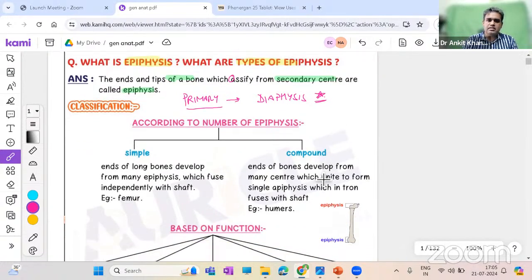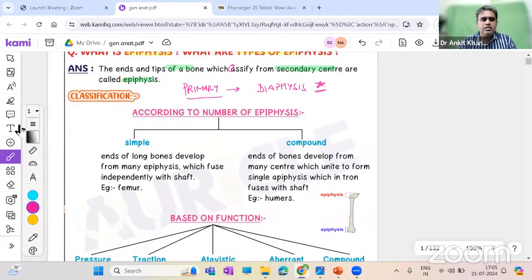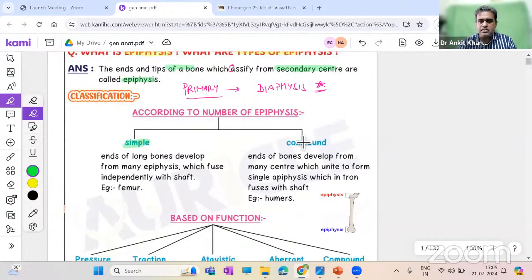According to the number of epiphyses, one basic classification is simple epiphysis or compound epiphysis. Very basic differentiation, but these things will help you in writing the exams. Simple epiphysis is when the end of a long bone develops from many epiphyses which fuse independently. So there's not only one center, there are many secondary centers. For example, the upper end of the femur, the bone of the thigh, will have many epiphyses. Suppose it has 3 epiphyses. Those 3 epiphyses will separately join with the shaft. That is simple epiphysis.